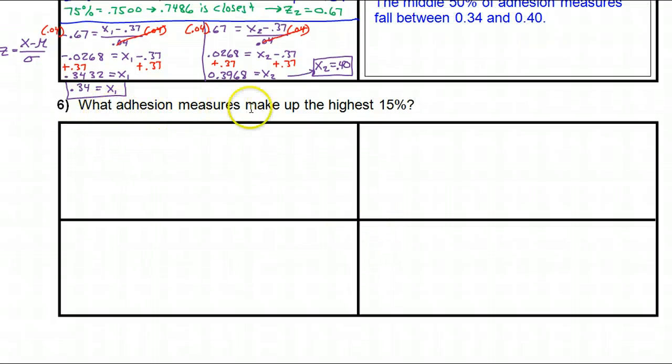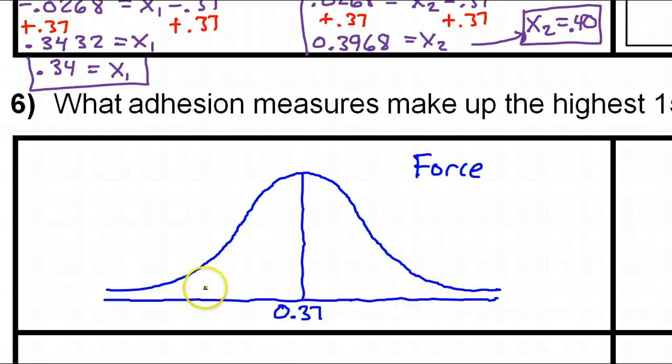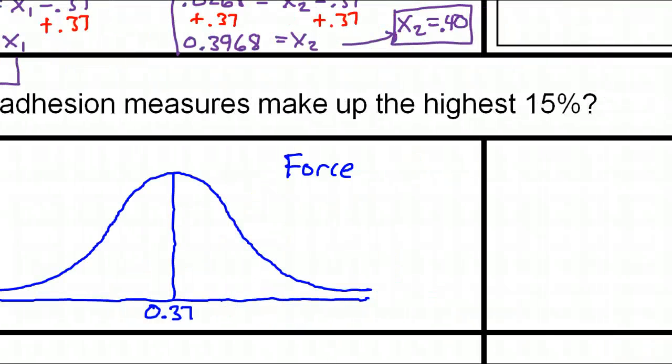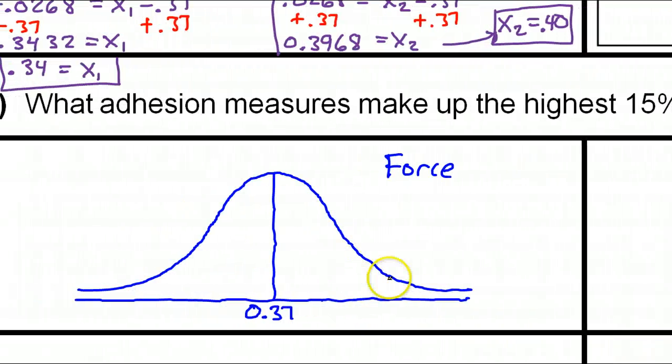Let's see, what adhesion measures make up the highest 15%? Let's go ahead and draw the distribution. Okay, so we have our curve here, our mean, label it as force. Now we want the highest 15%, so it's going to be up on this end, somewhere up in this area. Just throw it up and shade it. So this will represent our highest 15%.